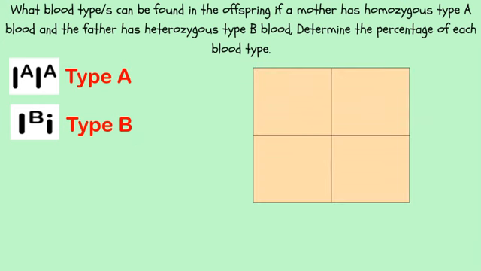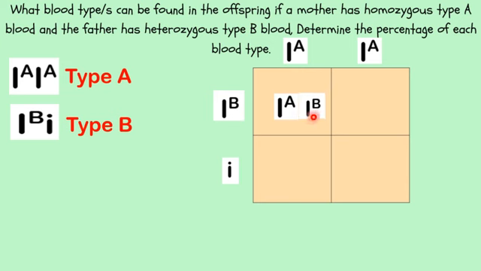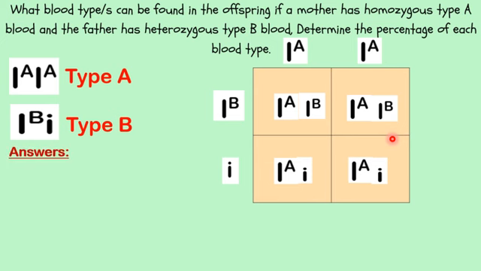Draw the Punnett square now and write down the genotype for the parents, which are IA and IA for the mother, who is homozygous type A, and capital IB and a small i for the father. And then copy IA, copy IB for the first offspring, IA and small i for the second one, IA and IB for the third, and IA, small i for the last offspring. There you go. We now have the four offspring and we can identify the genotype and the phenotype.